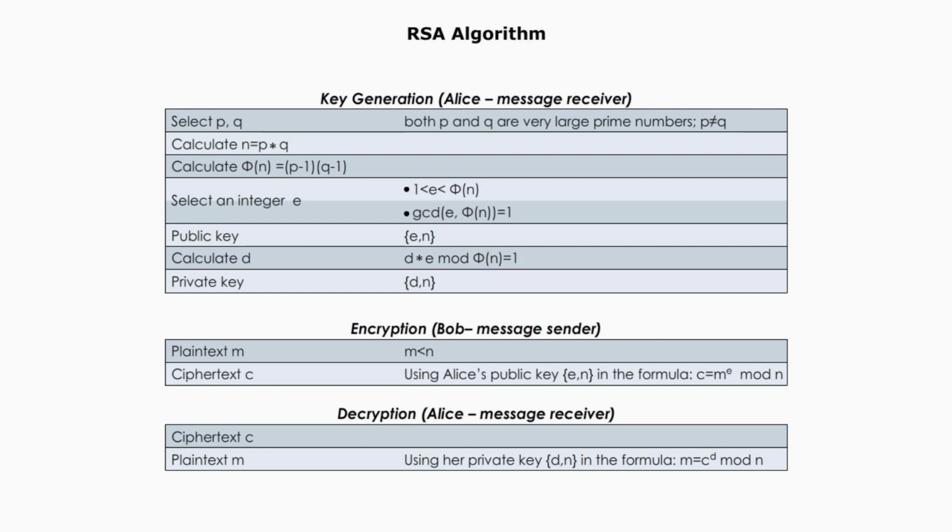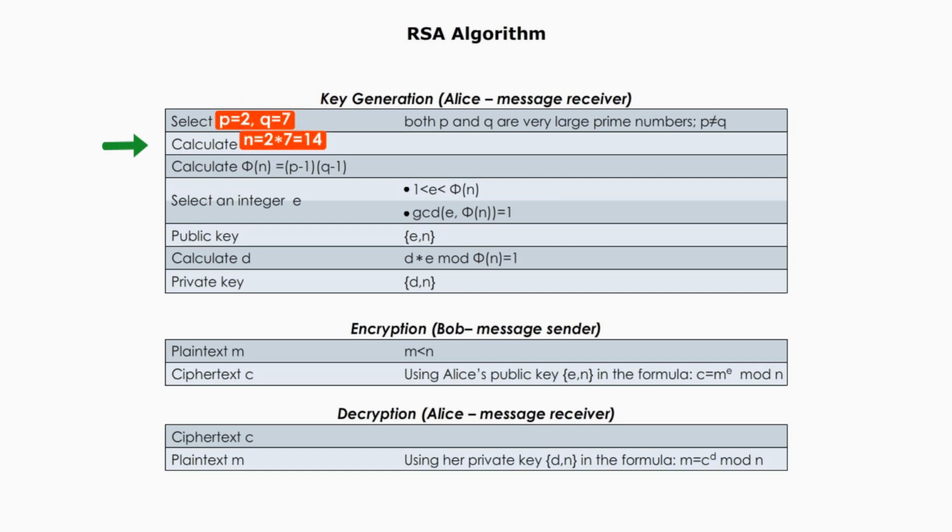Step 1. Alice generates a pair of keys, a public key and a private key. These 2 keys are mathematically related, and this step involves many sub-steps. Here we are. First, Alice selects 2 prime numbers, P and Q. For example, P is 2 and Q is 7. In real implementation, these 2 prime numbers are tremendously large.